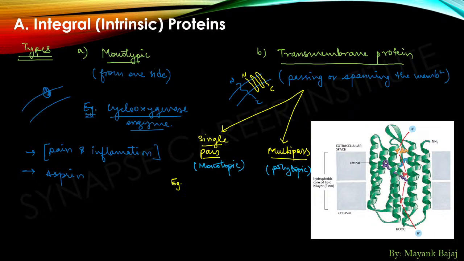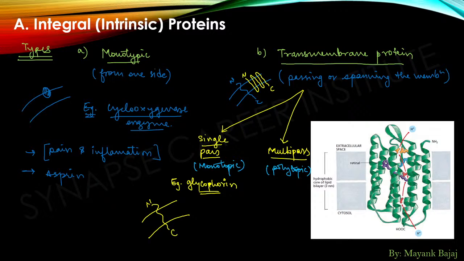The best example for single pass is glycophorin. Single pass protein means the membrane is spanned only one time. There is only one transmembrane segment, right? Now what can be in multipass? There can be many segments of protein which are protruding inside the membrane, right? So again, we can have multipass proteins in two different categories.